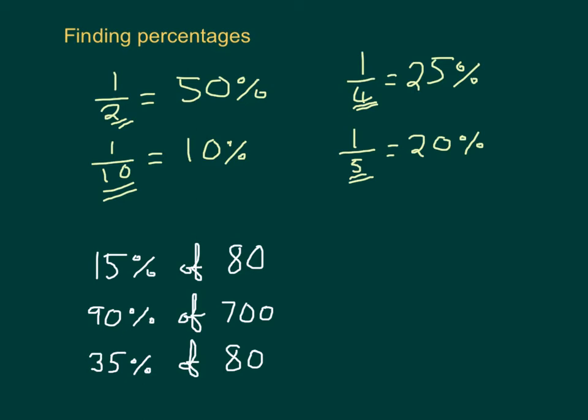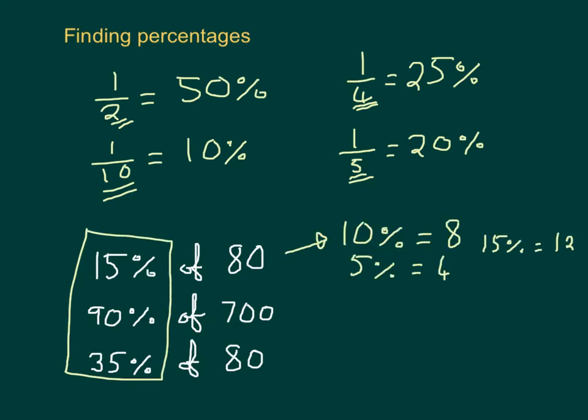Now, first of all these calculations require more than one step because the 3 numbers that we've got, 15, 90 and 35, don't go into 100. For the first example, I'm likely to work out that 10% of 80 is 8, 5% must be half of it, 4, and so if I add those 2 together, of course, I'll have 15%, 12.